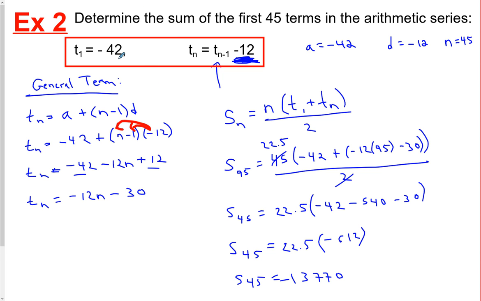Which makes sense, right? We're starting at negative 42, and the next term is going to be 12 less than that, and the next term is 12 less than that, and the next term is 12 less than that. So every term is negative when you add them up. Great catch. Thank you, Emma.